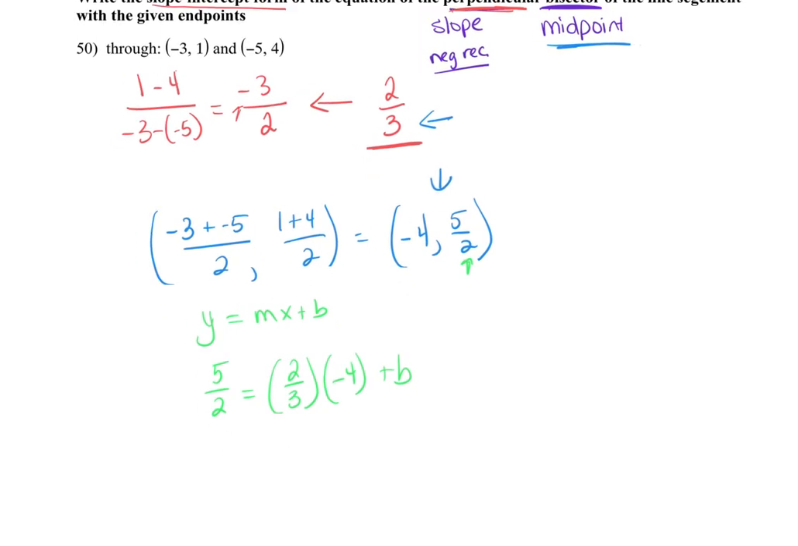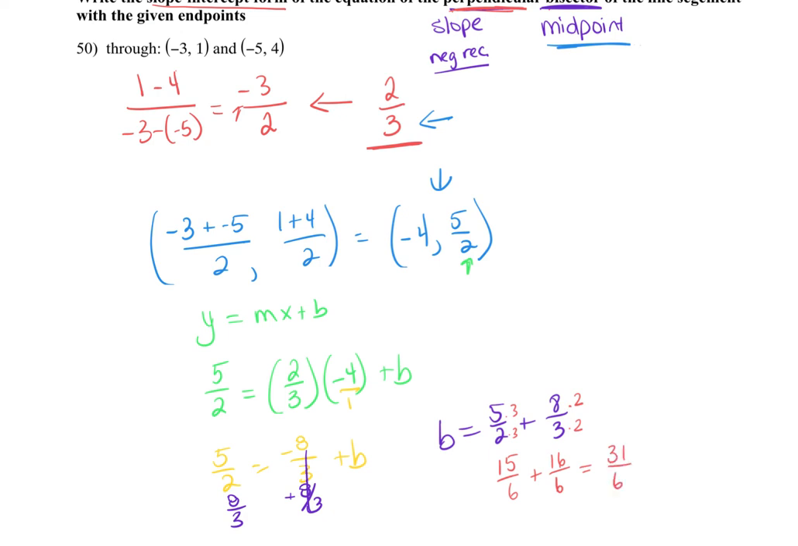And so we will simplify this to solve for our b. 5/2 equals, when I multiply this, I get -8/3 plus b. Add your 8/3 to both sides. So my b is going to equal 5/2 plus 8/3. You will need a common denominator, which is 6. So multiply the top and bottom of this one by 3, the top and bottom of this one by 2. You will get 15/6 plus 16/6. Your b is going to be 31/6.